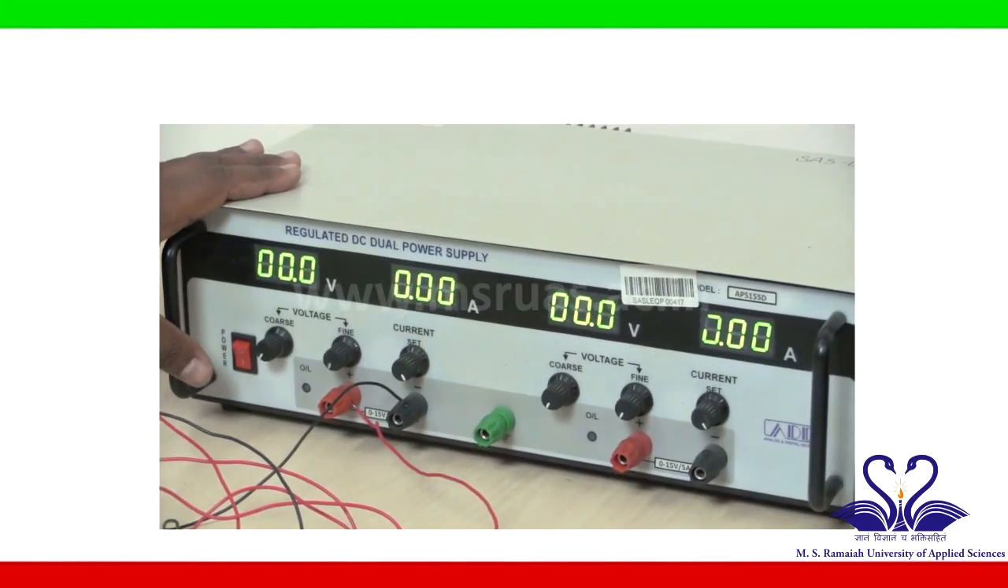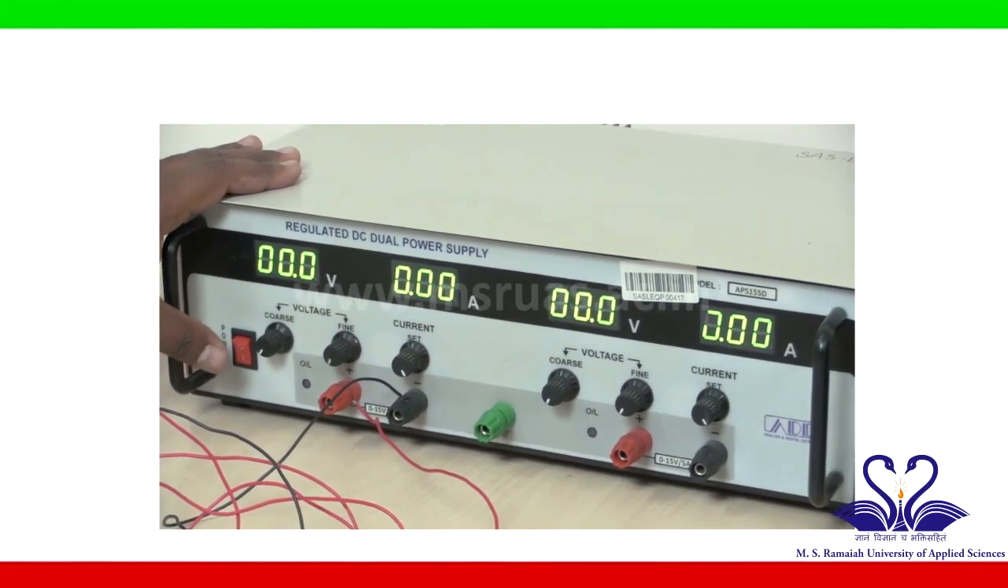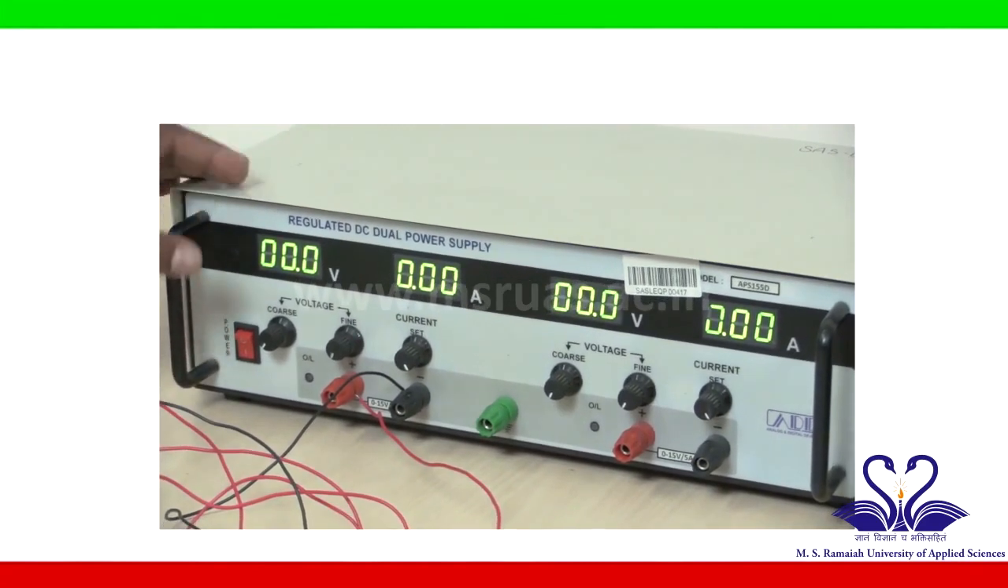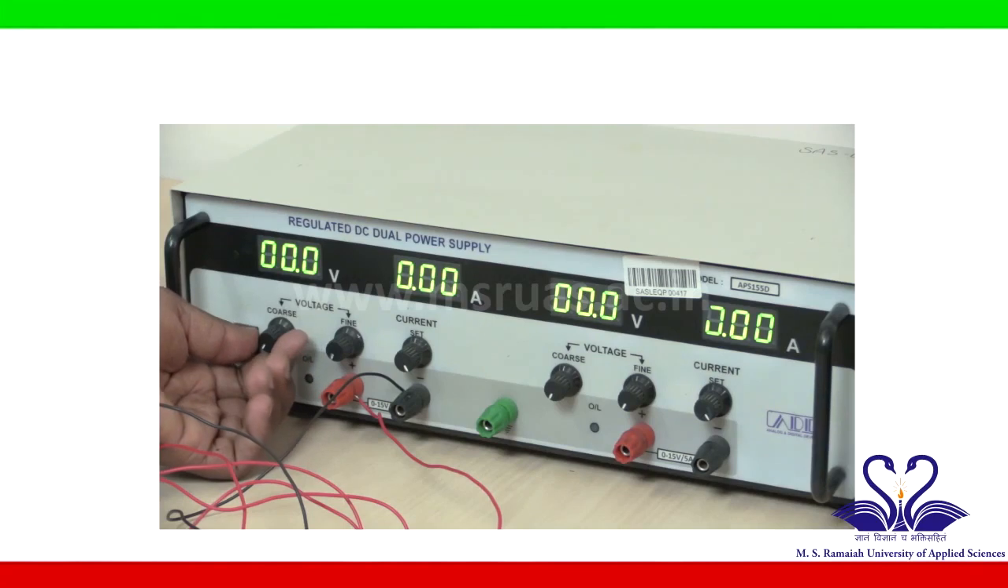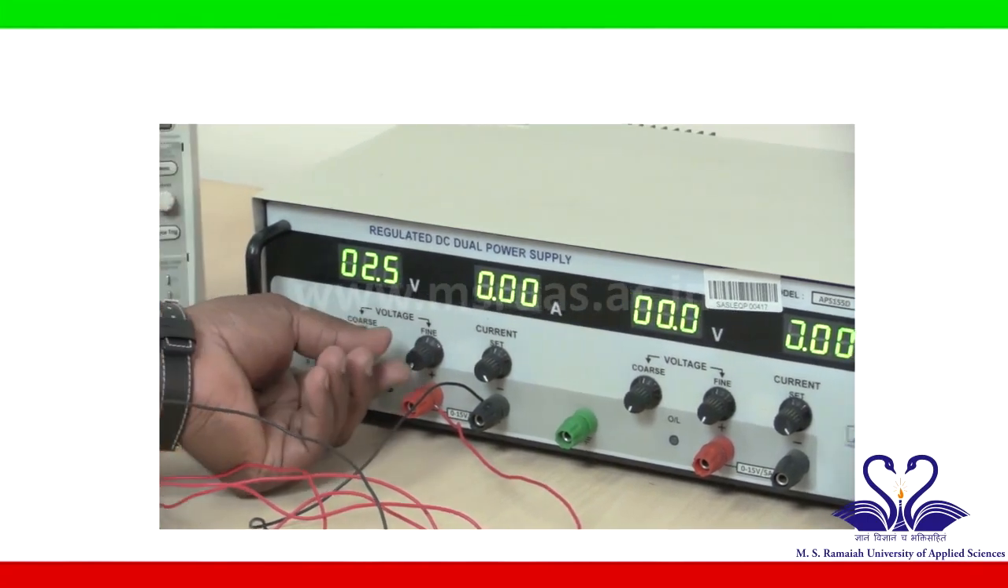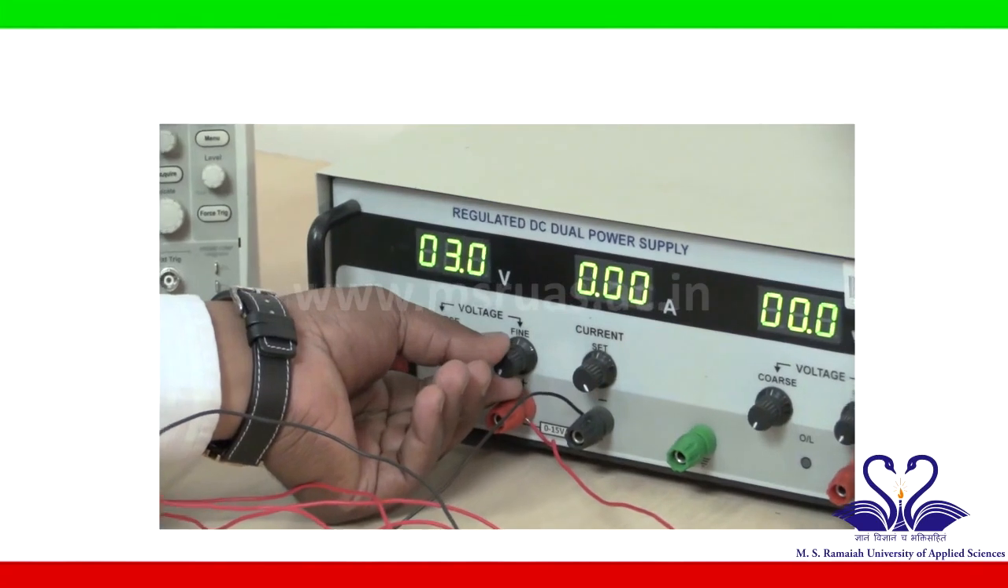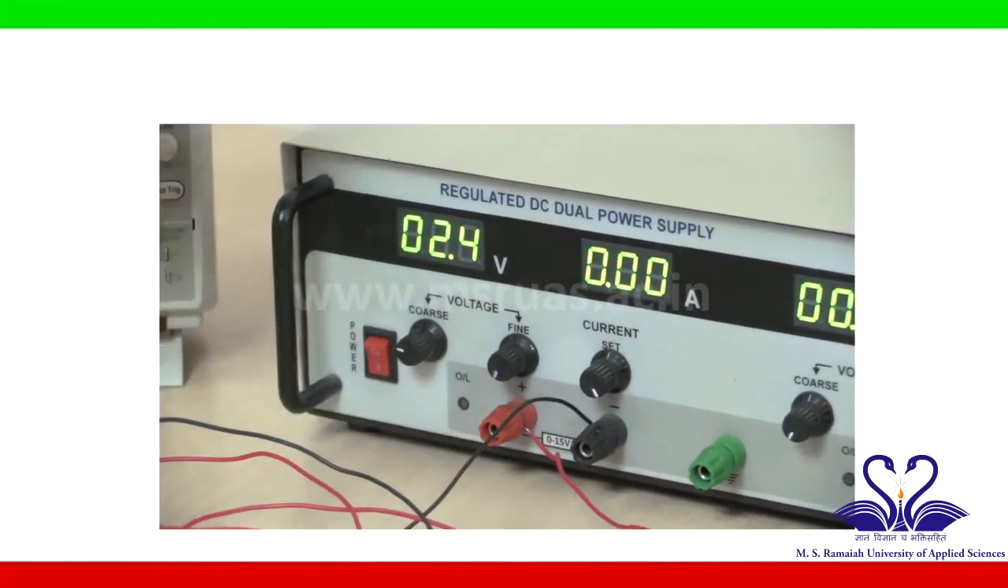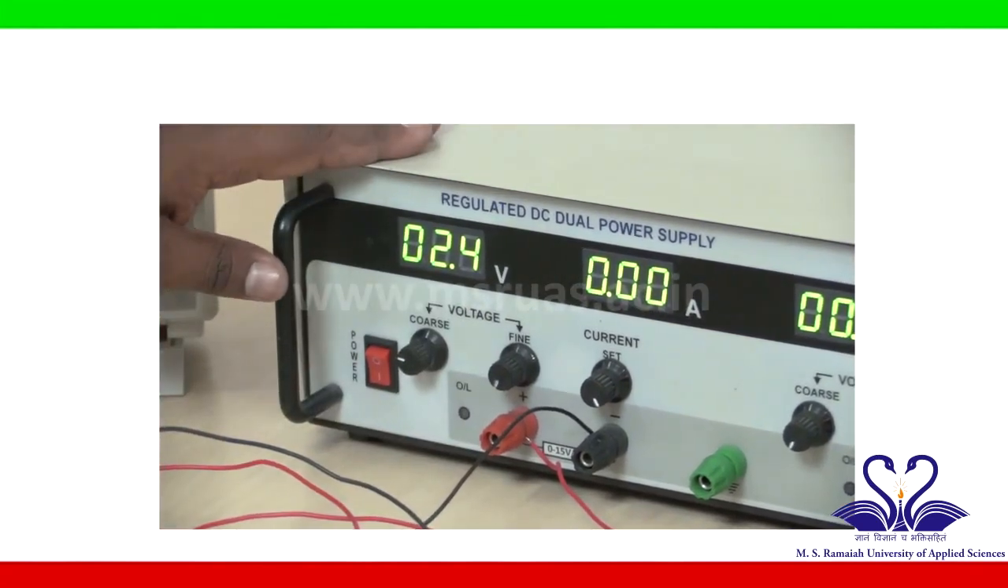According to the given circuit diagram, we need a DC power supply voltage of 2.4 volt. So, we will make this voltage 2.4 volt by using this voltage knob. Increase it. Let us make it 2.4 volt. Now, we have set the DC voltage as 2.4 volt.